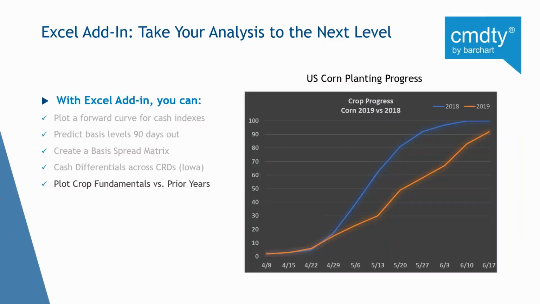But if you do this with, say, 5, 6, 7, 8 years rather than 2, you'll really see where this year falls relative to 8 or 10 years, where it falls relative to, say, the 5-year norm or the 10-year average. However you want to look at it, it's all available. This is planting progress, and you can look at emerging, silking, denting, harvest, etc. as well.